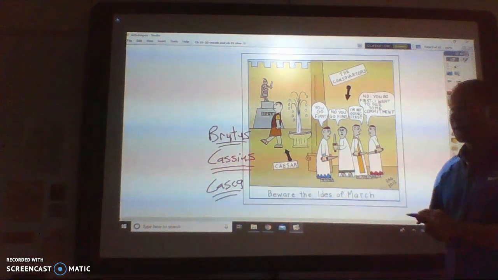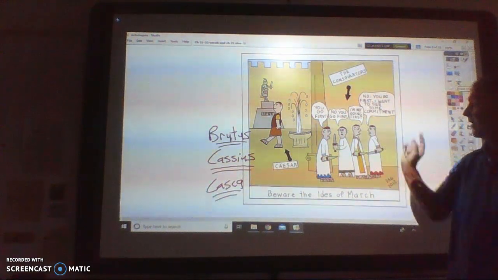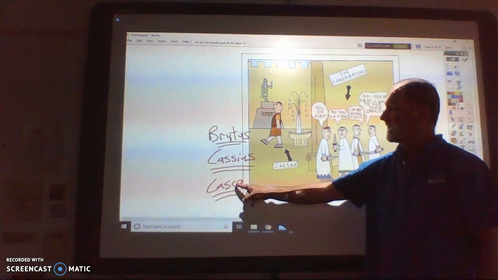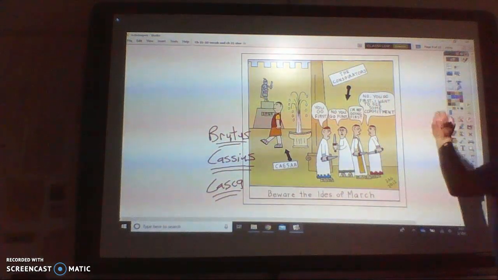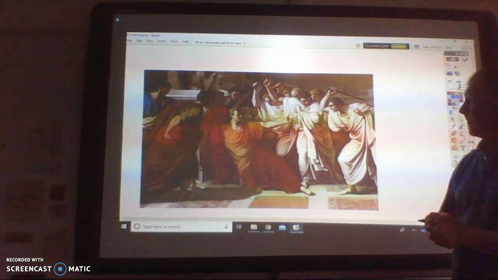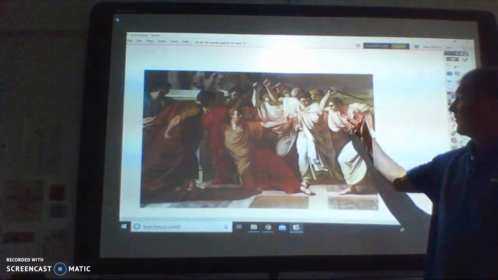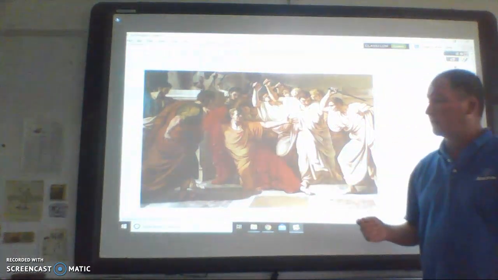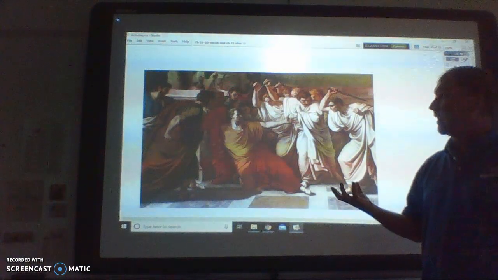Here's a cartoon about the Ides of March where some of the conspirators are arguing about who is going to stab him first. The main conspirators were Brutus, Cassius, and Casca. Casca was the one who ended up stabbing Julius Caesar first. Here is a close-up of a famous painting done about the assassination of Julius Caesar, where here's Julius Caesar. Most people think this is his best friend Brutus, who's getting ready to stab him, and that's when he's saying either Et tu, Brute, William Shakespeare, or our best source, Kai su teknon.